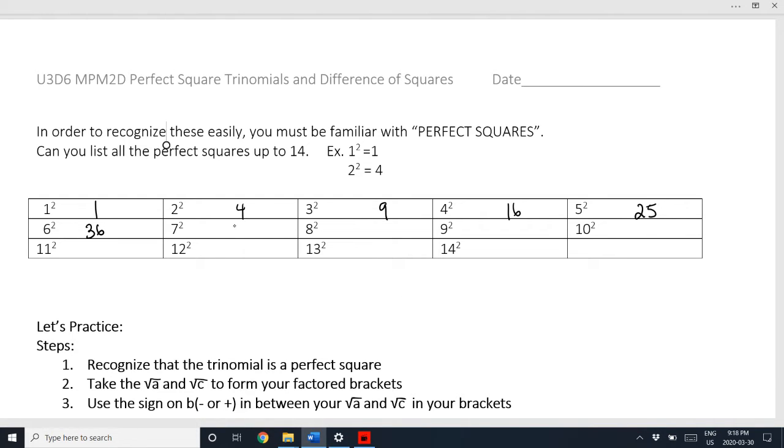36, 7 squared, 49, 8 squared, 64, 9 squared, 81, 10 squared, 100, 11 squared, that's 121, 12 squared, that's 144, and 13 squared, 169, and finally 14 squared, which is 196. So when we see numbers like this for A and C value, it gives us a clue to whether our trinomial is a perfect square or not.